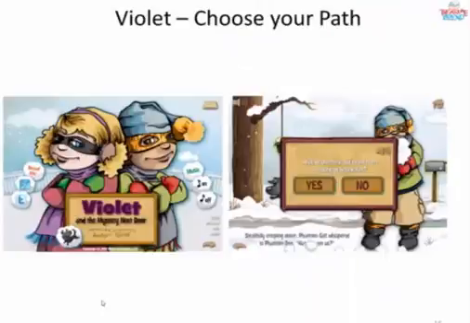Another example of an app that would need a schematic is Violet and the Mystery Next Door, because it has some choose-your-own-path decision points within the book. So if you're going to do something like a choose-your-own-adventure, then you'll probably want to draw out some kind of schematic as well, so that your developer knows how the app is structured.